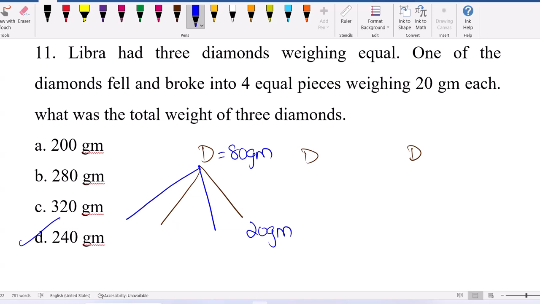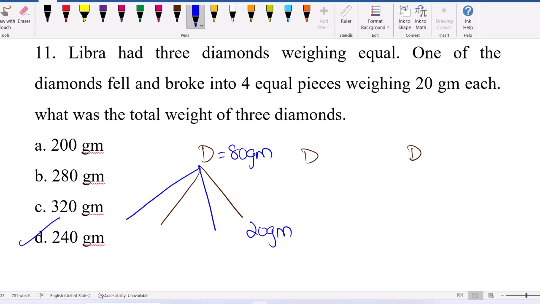But in one of the exams, they make it a bit complicated. Like we have 3 diamonds. One of the diamonds has fallen and it's broken into pieces. They'll say a total of 6 pieces are available. 6 pieces available means those 2 diamonds did not fall. So you remove the 2 from the total 6, and this one is divided into 4 pieces. They'll say a total of 6 pieces are available.